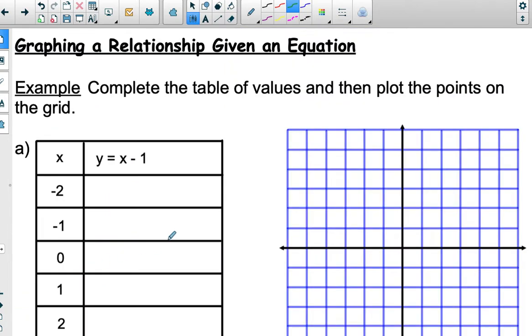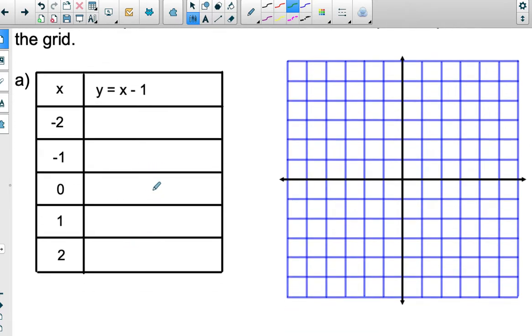All right, complete the table of values and plot the points. So we have some independent data here, -2, -1, 0, 1, and 2. And we want to find the y. Now the y is x minus 1. So what we're going to do to figure out the y is we're going to sub in for the x here, our x value. So in this case, I'll sub in -2. -2 minus 1 is -3.